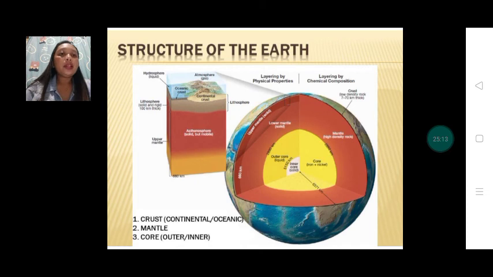Okay. So as you can see in the picture shown below, the crust, which is the continental or the oceanic, mo na nakapalibot sa Earth. And then the next one is the mantle. Then the core, which is the outer and the inner core. Okay.